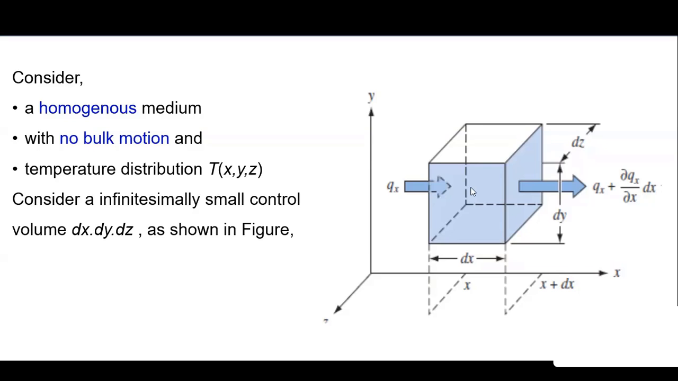It means that we have got 3 terms now. One is the term which is associated with the conduction in the 3 directions. The second term is related to the rate of heat generation within the object, and the third term is the change in the internal energy of this object. So for that, we'll write down the equations one by one. So let us write it down.